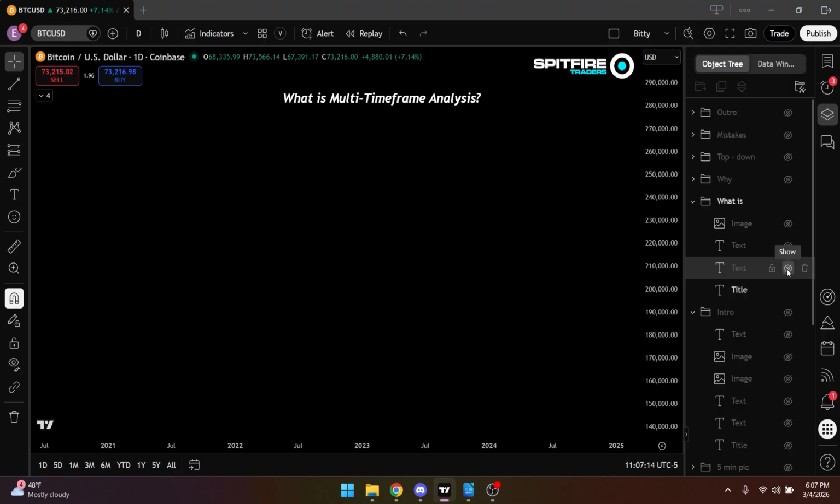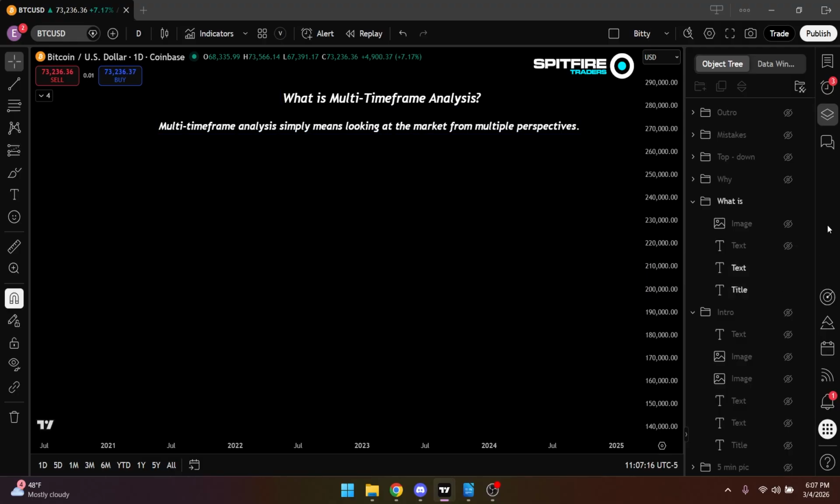What is multi-timeframe analysis? It simply means looking at the market from multiple perspectives. Each timeframe tells a different part of the story. Higher timeframes show the overall narrative of the market. Lower timeframes show execution. Think of it like zooming in and out of a map. If you zoom in too much, you lose context. If you zoom out too much, you miss details. Good traders know how to combine both.